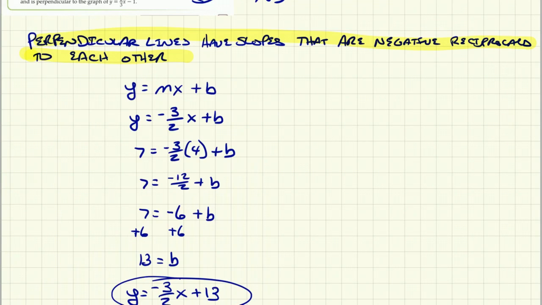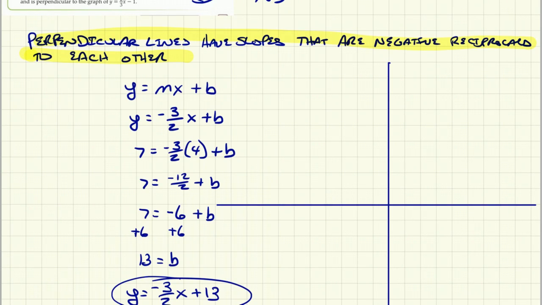But because we can never leave anything well enough alone, let's go ahead and graph these two equations and see if they are indeed perpendicular, if the picture matches what we're describing here. So let me draw a quick XY axis here. We're going to have something that looks like that, and something that looks like that. Hopefully we have enough room.